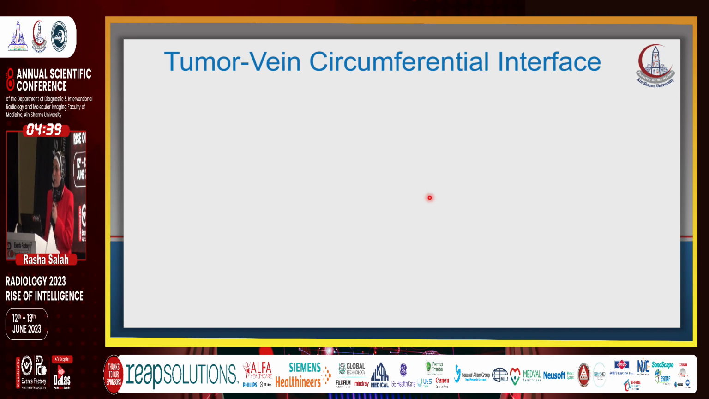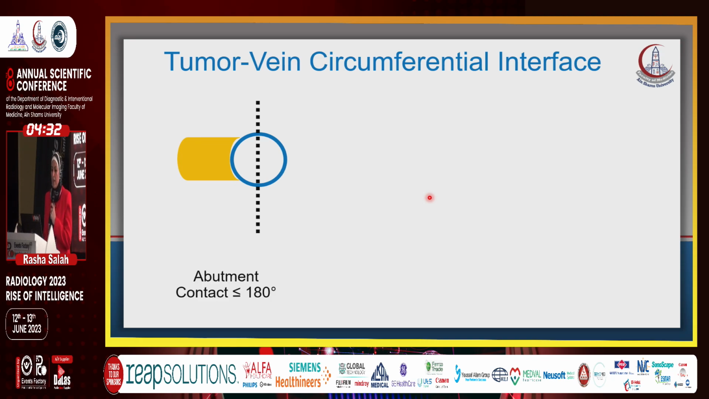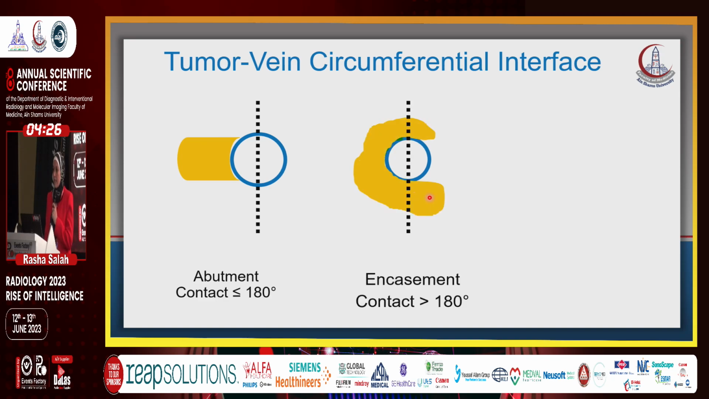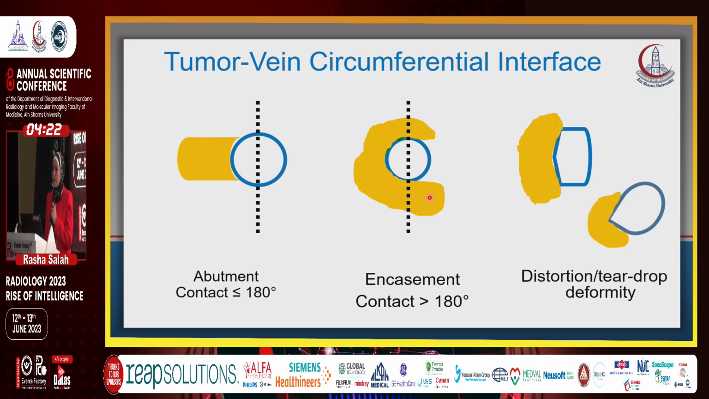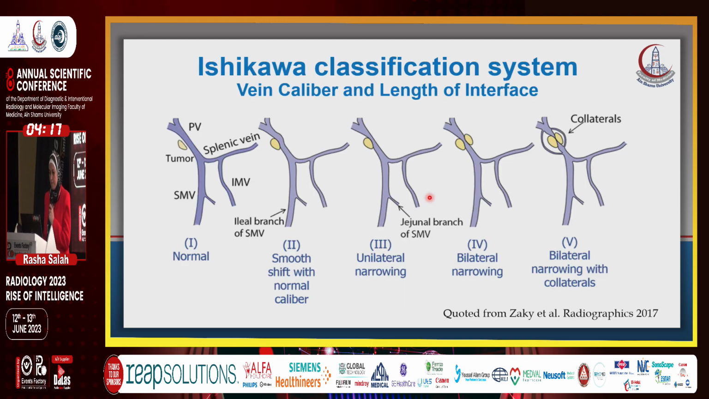Regarding the vein, we do the same. We plot this imaginary line and evaluate the contact of the tumor to the vein. If it is less than 180 degrees, then this is abutment. If it is more than 180 degrees, then this is encasement. If there is distortion or a teardrop sign, then these are signs of unresectability due to tumoral infiltration.